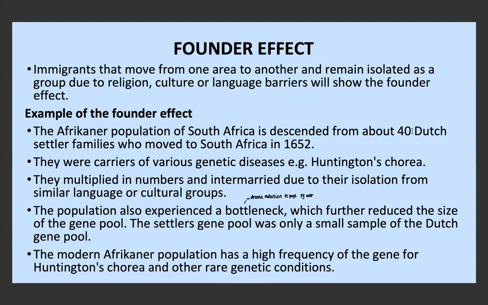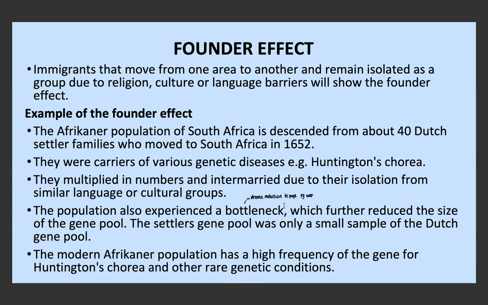Obviously, we know this is a very, very small population, only 40 families, and they carried various genetic diseases like Huntington's chorea. They multiplied in numbers and they intermarried because they were so isolated from all the other groups that they only mated or married or interbred among their little group. So diseases like Huntington's spread really quickly.